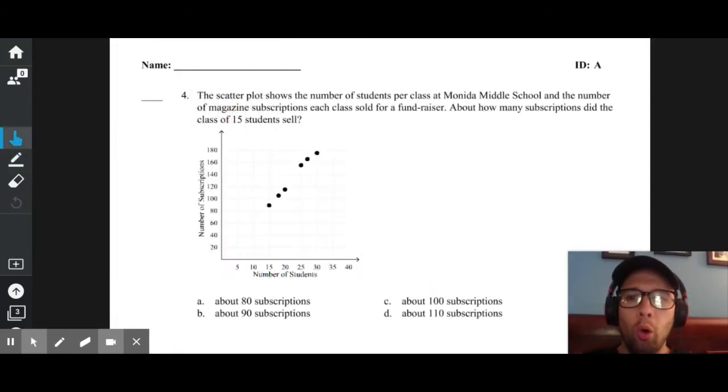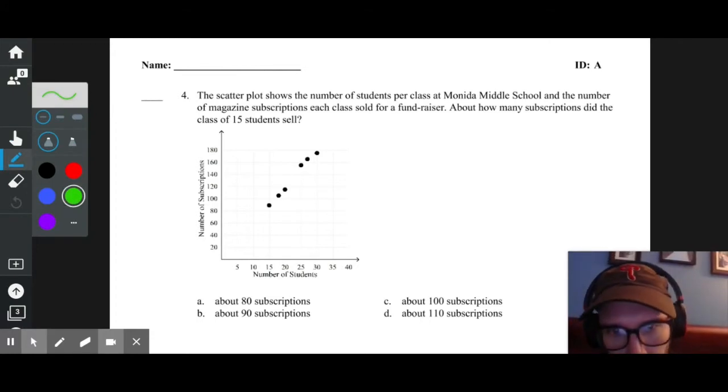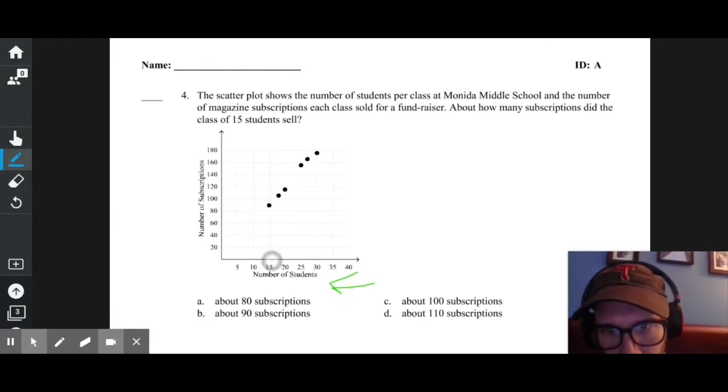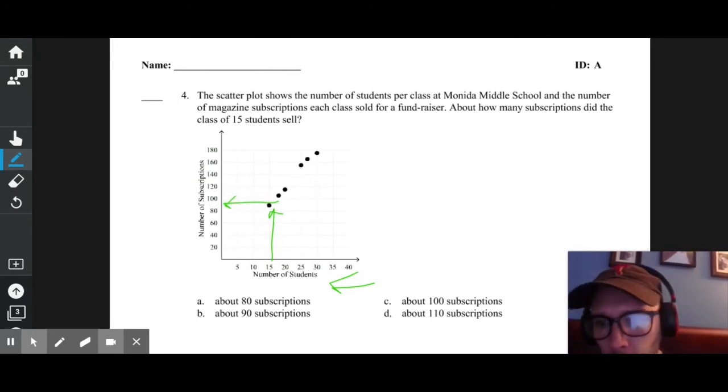Problem 4. The scatter plot shows the number of students per class at Moneda Middle School and the number of magazine subscriptions each class sold for the fundraiser. About how many subscriptions did the class of 15 sell? Okay. Number of students, 15 is that dot right there. That dot seems to live right around 90-ish. So we'll go with 90.